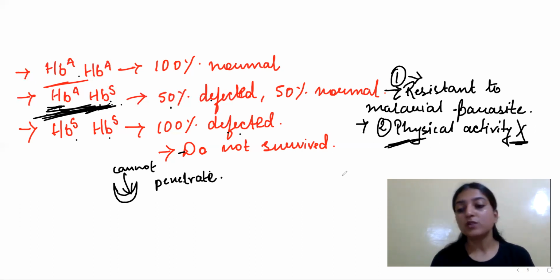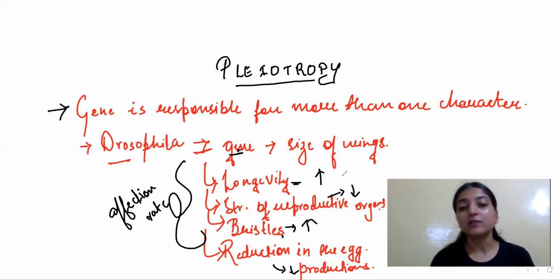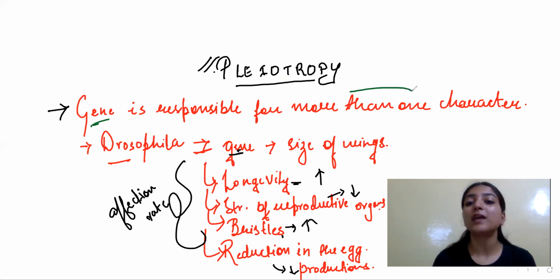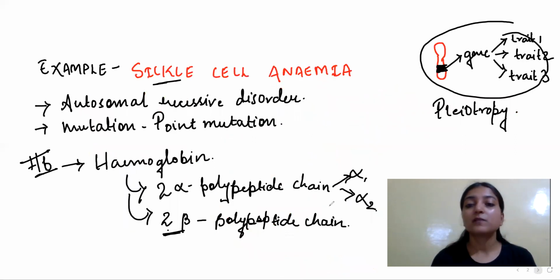Okay, so now we will be revising what we have learned till now. We are studying here about pleiotropy, right? The term pleiotropy is used when a gene is responsible for more than one character. So more than one character means, let us say this is a chromatid, and this chromatid has a gene, and this gene is responsible for various traits. So they are influencing various traits.